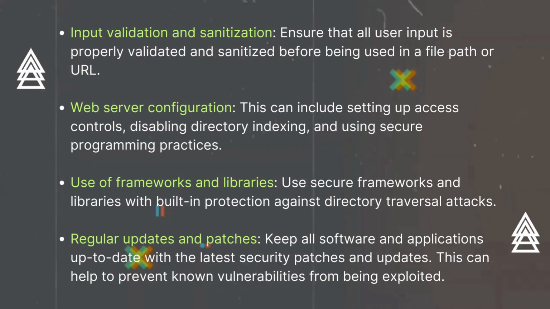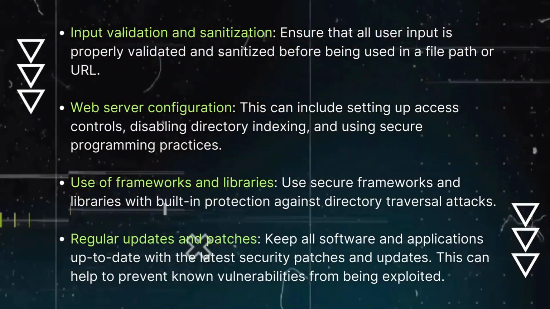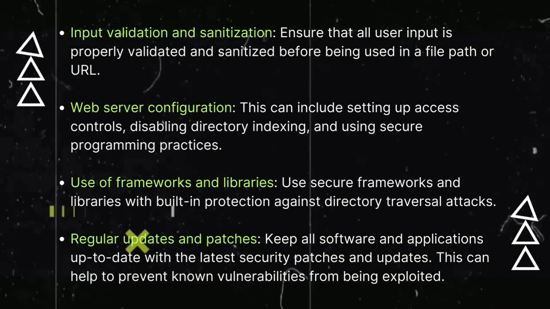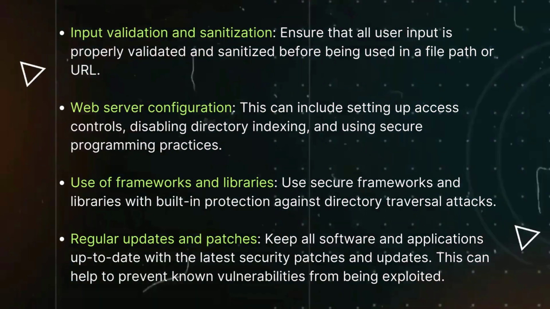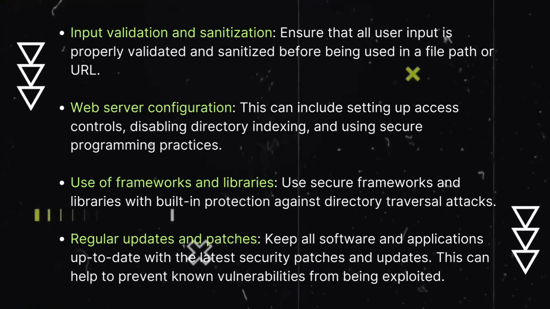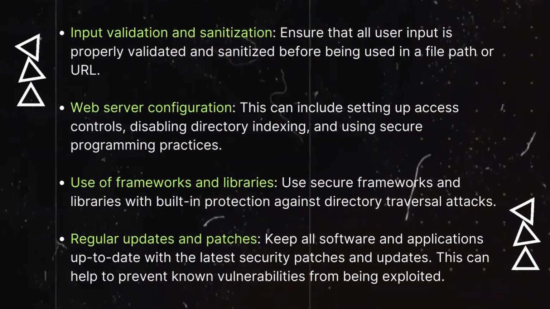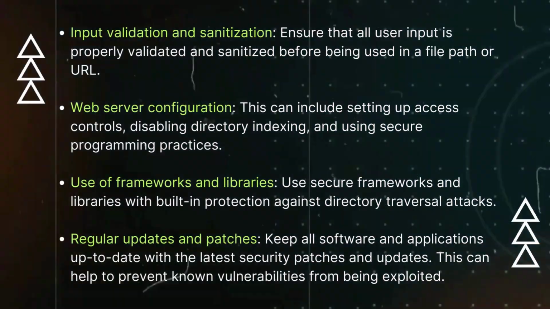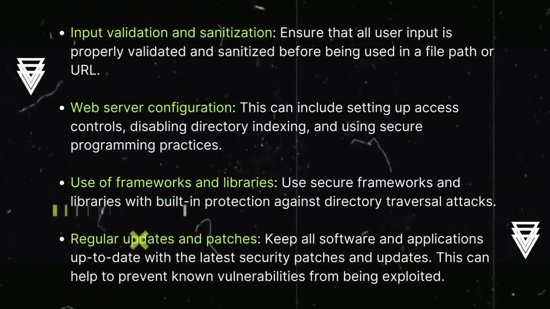Another thing you can do is configure the web server to prevent directory traversal. This can include setting up access controls and disabling directory indexing. You can use frameworks and libraries that are secure and have built-in protection against directory traversal attacks. And the last thing, keep all the software and applications up to date with the latest security patches and updates.